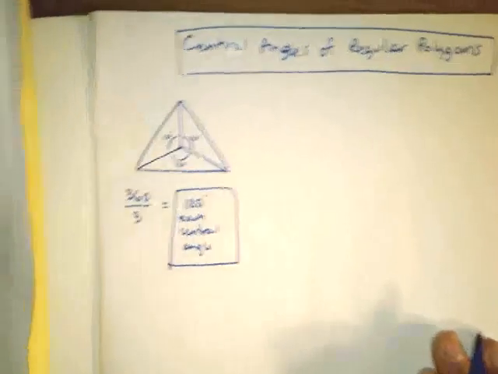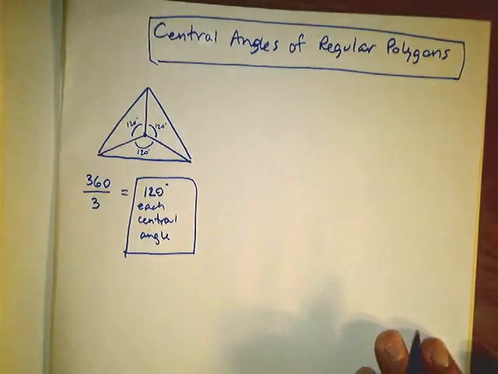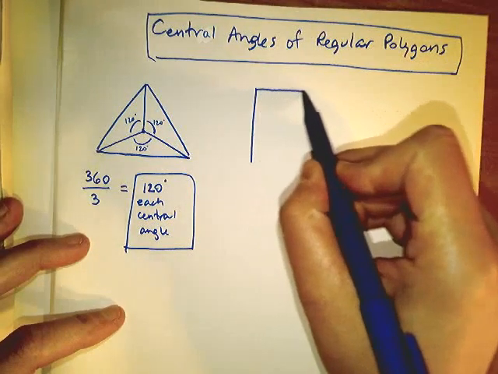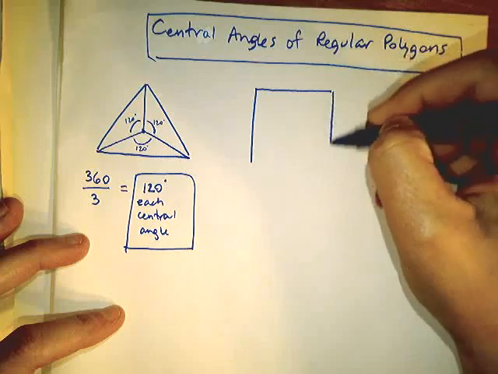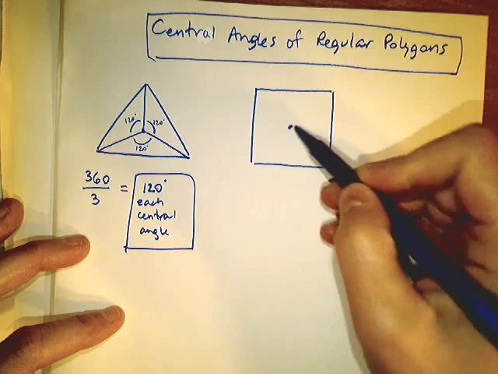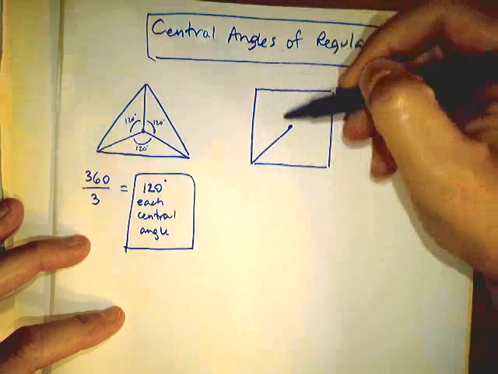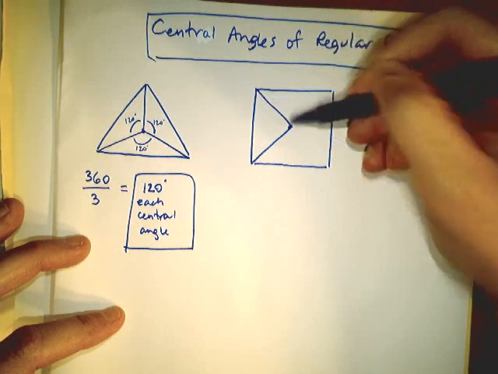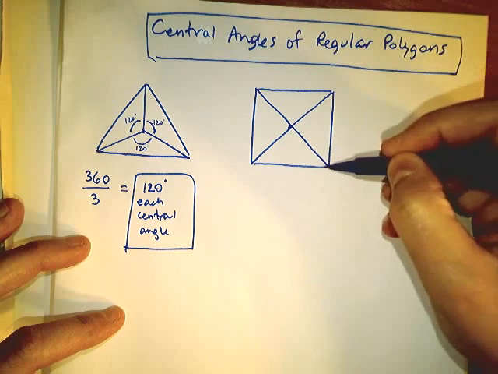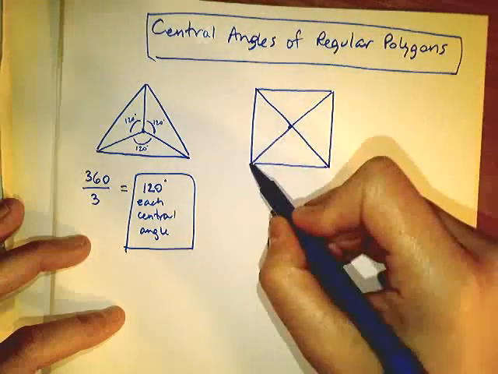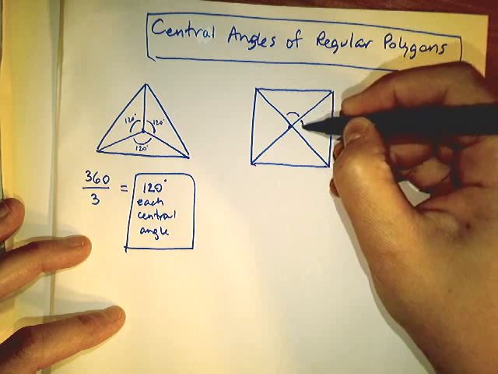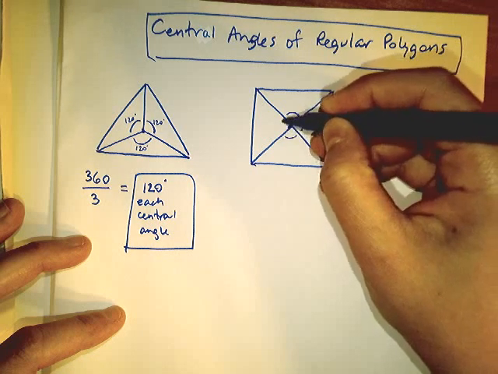Now, as you may imagine, you don't get the same type of thing for a square. A square is a regular quadrilateral. So again, I'll find the center and I'll draw all the radii that I can. There will be 4 of them. And then when I draw all the radii in, all of the central angles are visible. You have a central angle here, and here, and here, and here.